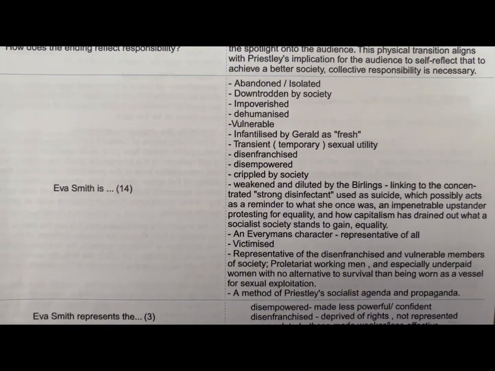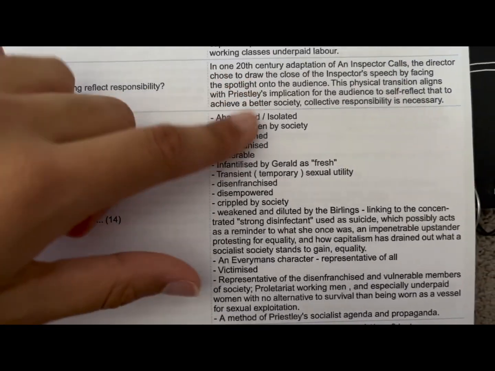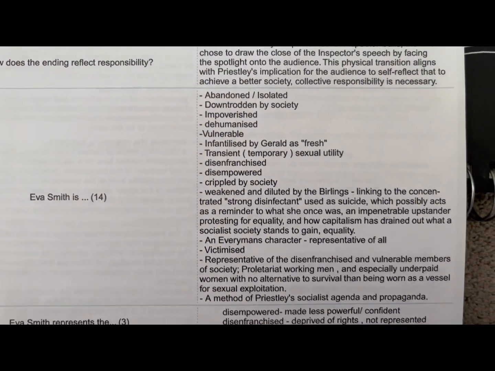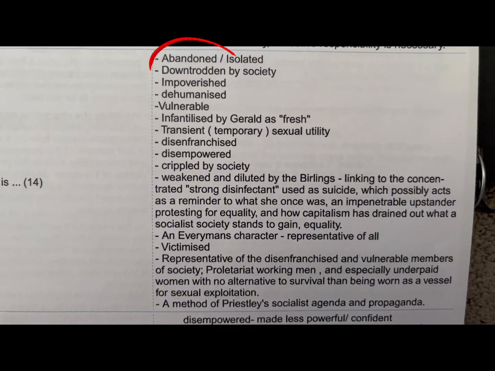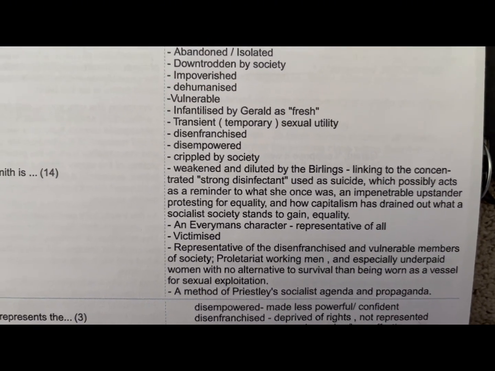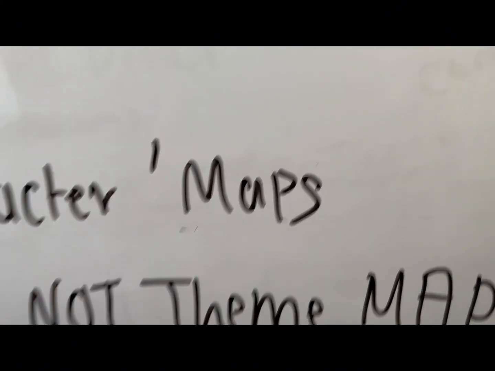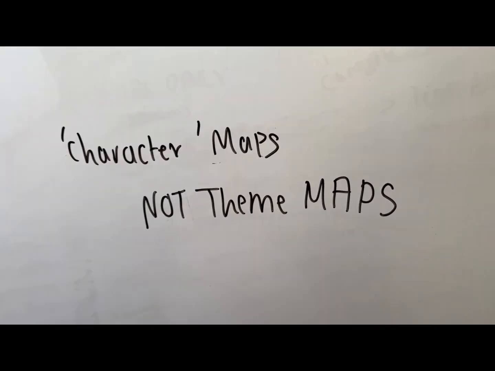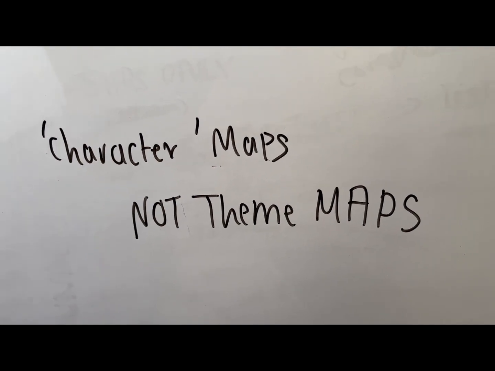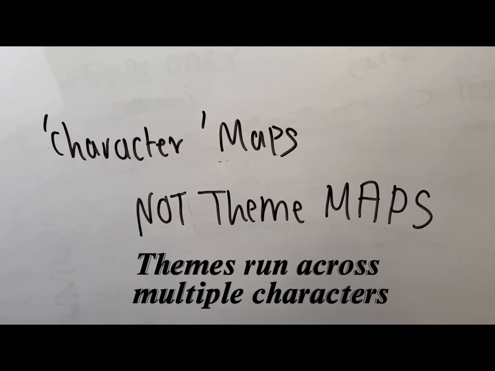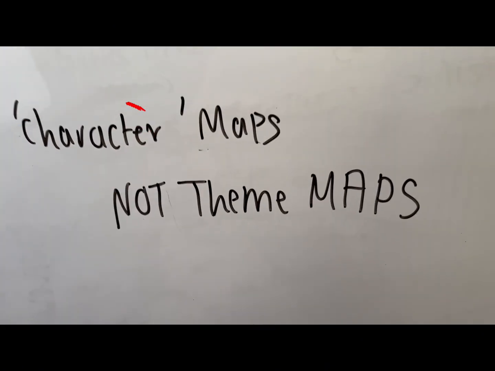If you're not a visual learner, you can do what I also did, which was make a Quizlet, and you can see here Eva Smith is, and I've done loads and loads of different high level vocabulary and sentences. You can see some adjectives such as abandoned, downtrodden, impoverished, some really good things that if you implement, you'll do well as well. Note, I wrote character maps and not theme maps. The reason being for this is because characters you can be asked about in an essay question, but in terms of themes, this can run across multiple characters, and so I would definitely recommend just doing character maps. We'll look at themes very soon.